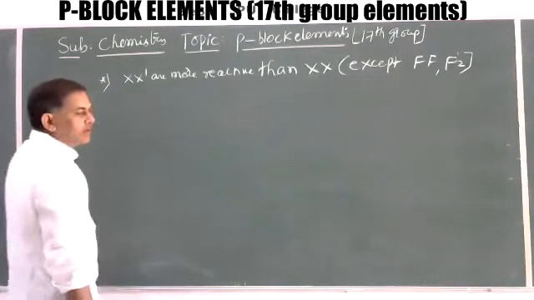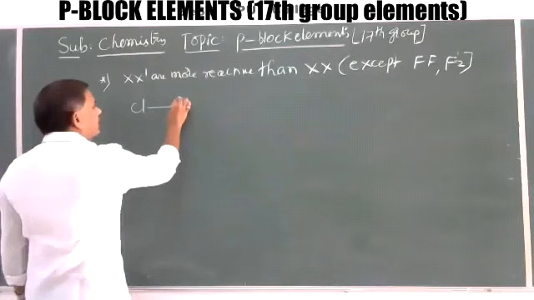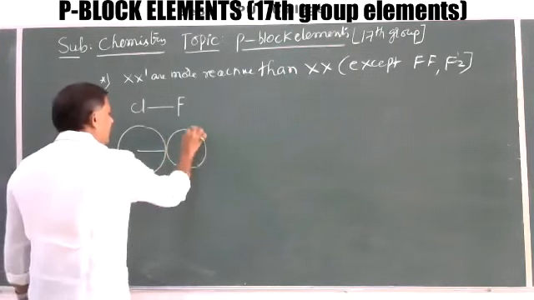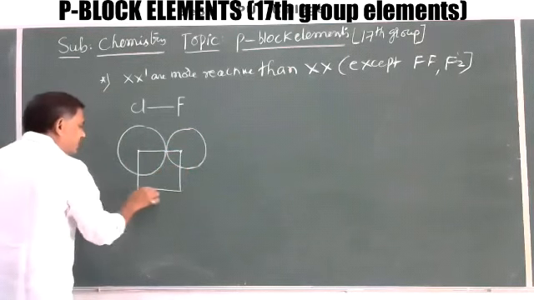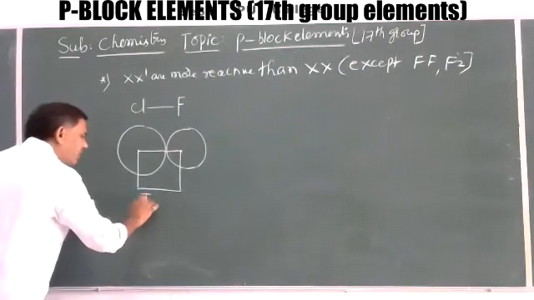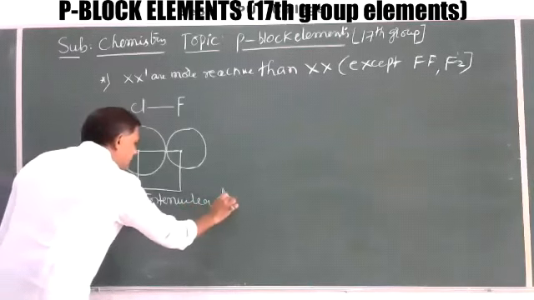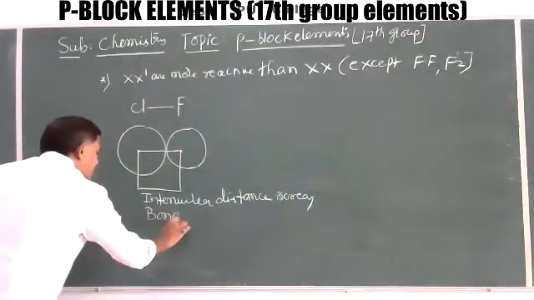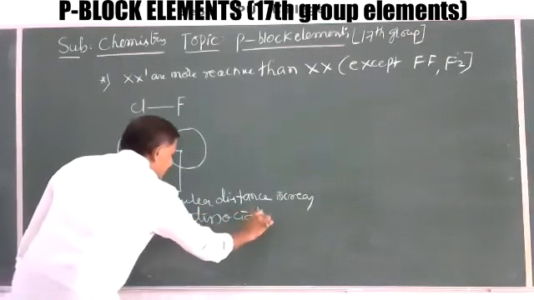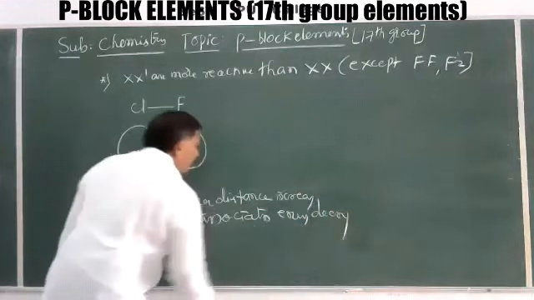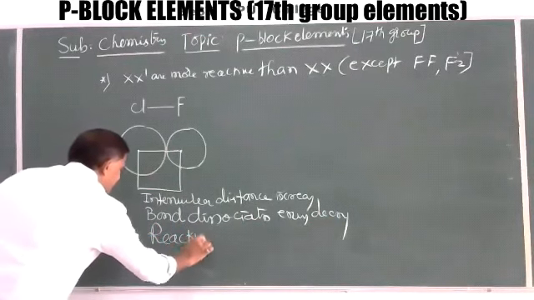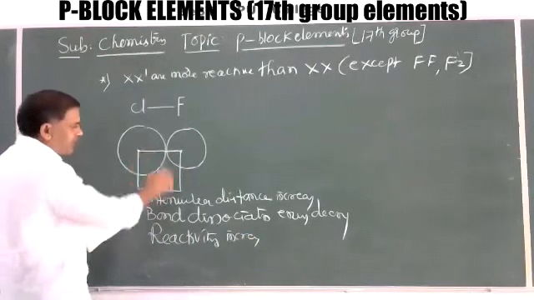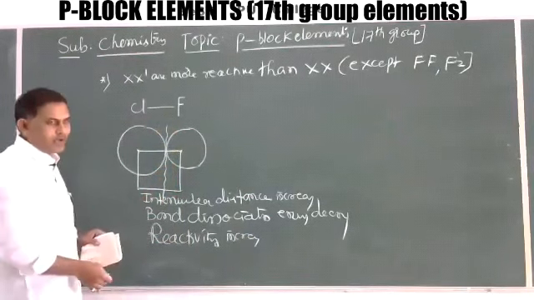Why? Give reason. Your XX' means like Cl and F is there here. The size of chlorine is big, and bromine is bigger, so in interhalogen compounds, the internuclear distance increases. Whenever the internuclear distance increases, the bond dissociation energy decreases. When the bond dissociation energy decreases, reactivity increases, because the bond length increases and attraction decreases. They are ready to cleave and participate in a chemical reaction.